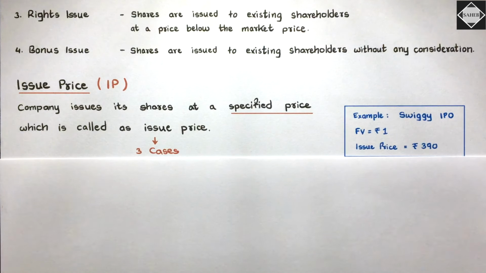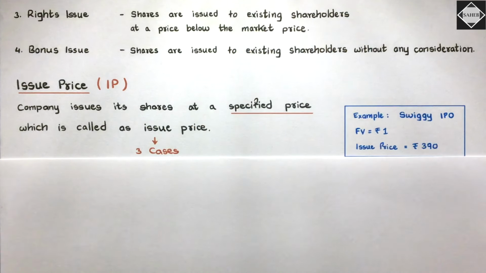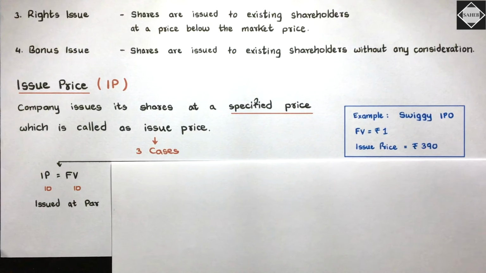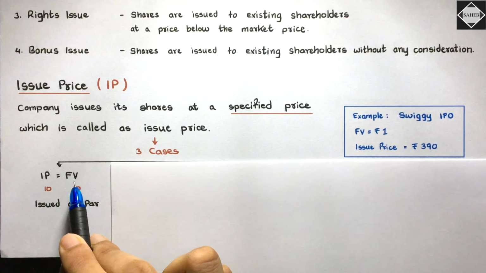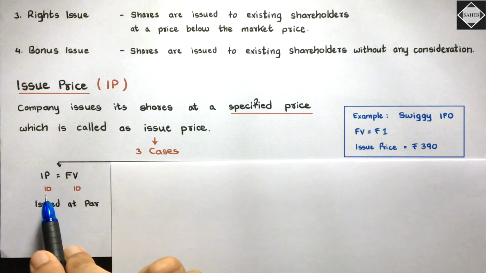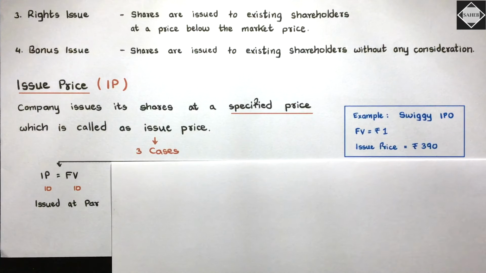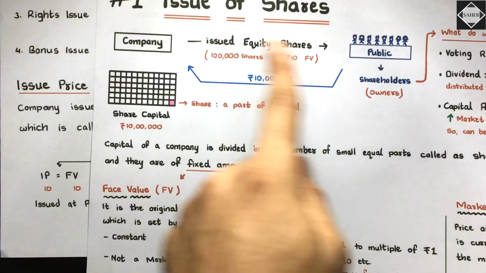Okay, understood. Now I have to tell you that when shares are issued, there can be three different cases. The first is shares issued at par. Issued at par means that the issue price is equal to face value. See, issue price is 10 rupees, face value also 10 rupees. Both are the same, like our first example. So this is issued at par.